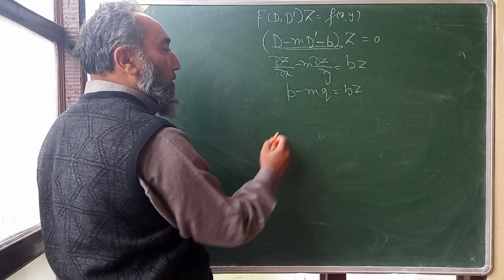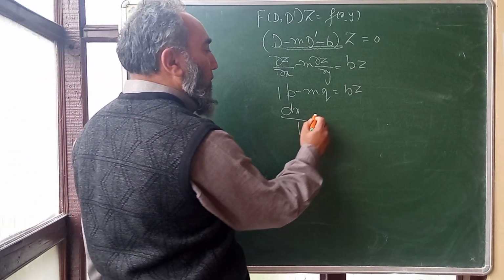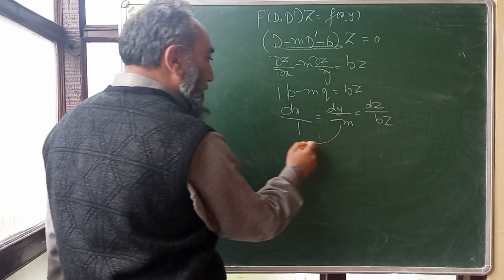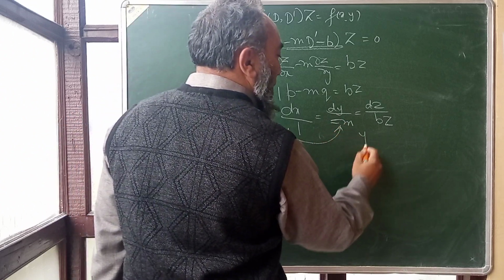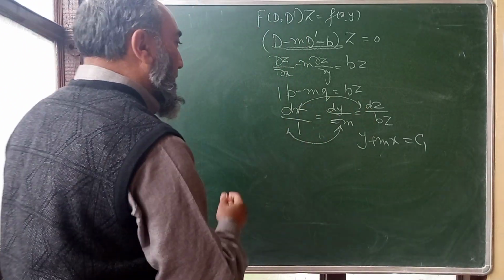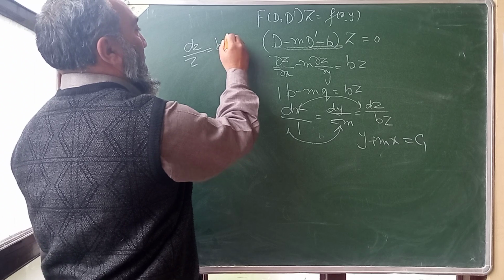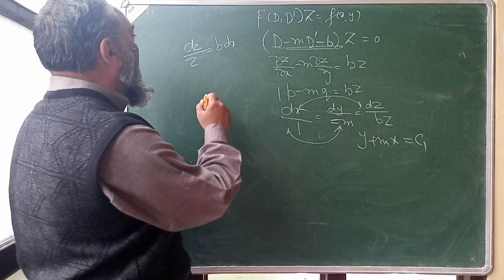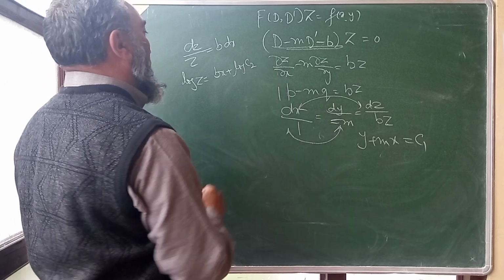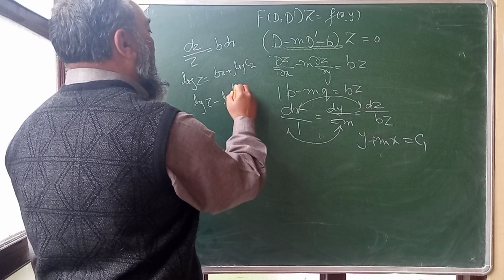So what is the auxiliary equation? This is Pp plus Qq equal to R, again Lagrange's linear form. dx upon 1, dy upon minus m, dz upon R, which is bz. Taking the first two fractions together, you will get y plus mx equals c1. Taking the first and last fraction together, what will you get? dz upon z equals b dx. Now let me integrate it. Log z equals bx plus log of c2, or log z minus log e to the power bx equals log of c2.